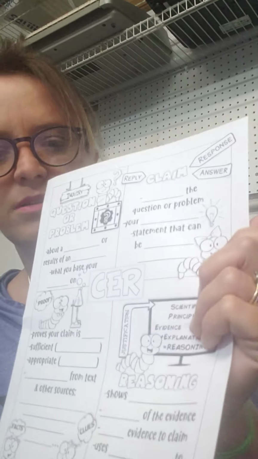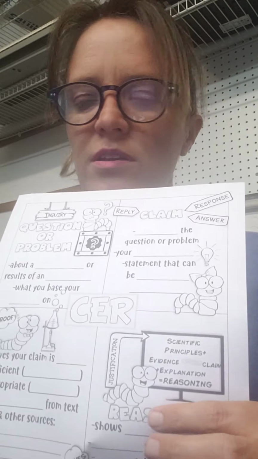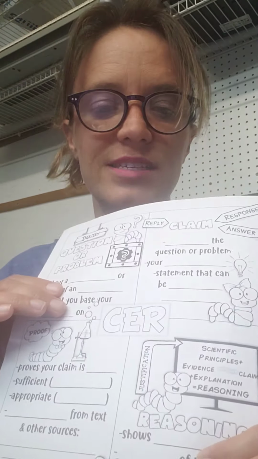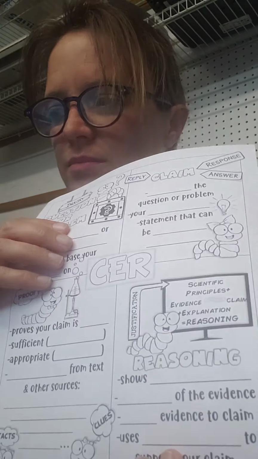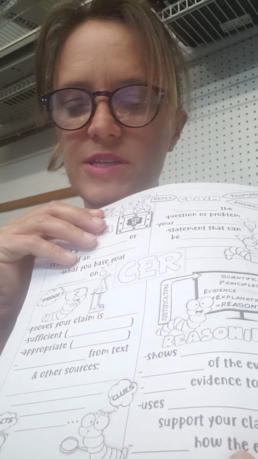And the last box shows how and why. Sorry, it's hard to fit everything in the screen. Shows how and why. Analysis of the evidence, like the facts that you gave. Why are those facts important? Why did you choose those? Links your evidence to the claim. Why is that important? And then again, for science type experiments, uses scientific principles to support your claim.